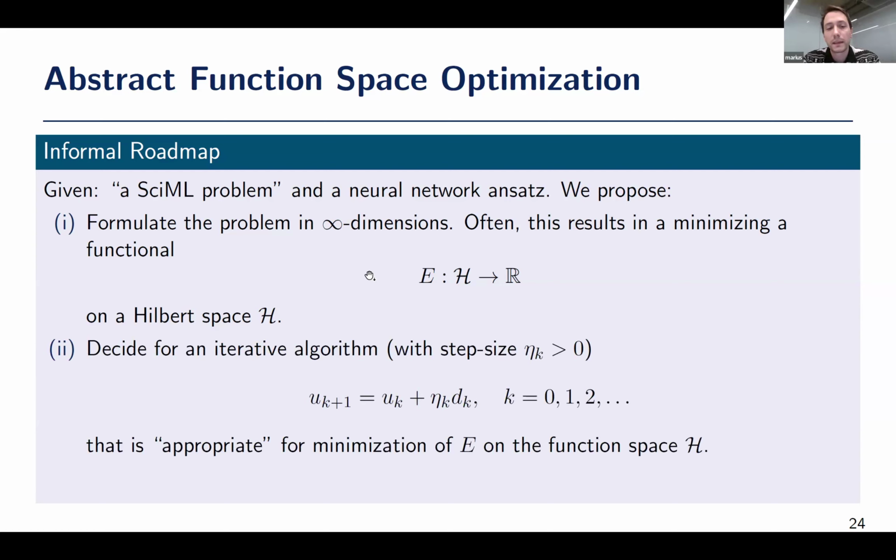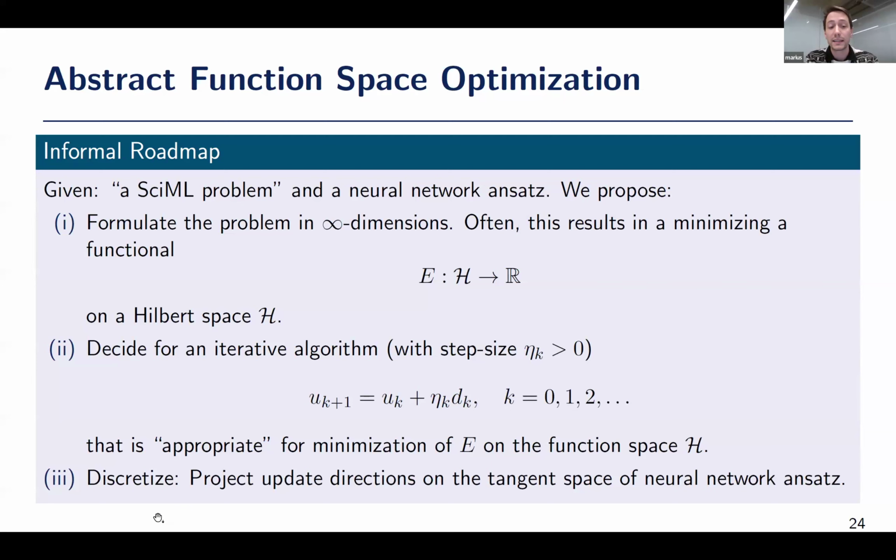Second step is that you decide for an iterative algorithm, typically, or I know only of iterative algorithms. So you start with U0, you update U_k plus a direction d_k, and I introduced here a step size eta_k also. And you choose that minimization scheme here. You choose it depending on the properties of E. So you look at E, you look at what is the structure of E, and then you choose your minimization algorithm. And then in the last stage, you discretize this algorithm, and I will make this concrete on the next slides.